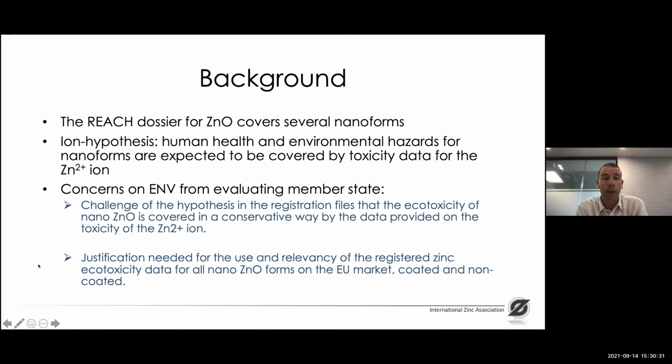Why did we step in? First of all, zinc oxide has been registered under REACH, and the REACH dossier covers several nanoforms. These are covered mainly via the ion hypothesis, being that all effects, be they human health or environmental hazard effects of the nanoforms, are expected to be covered by toxicity data for the zinc ion. Now, there have been some concerns on specifically the environmental effects assessment from an evaluating member state that challenged this hypothesis. They want to see more data to really justify the hypothesis, and to see that justified for individual zinc oxide nanoforms, while now we only had a general statement.